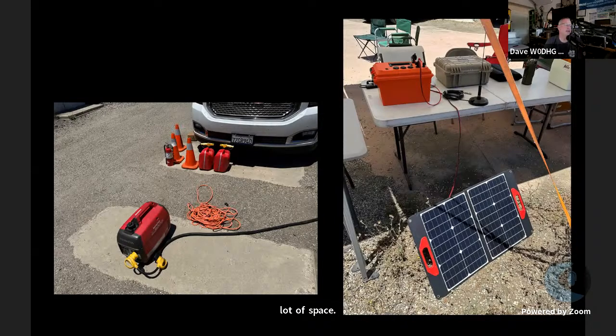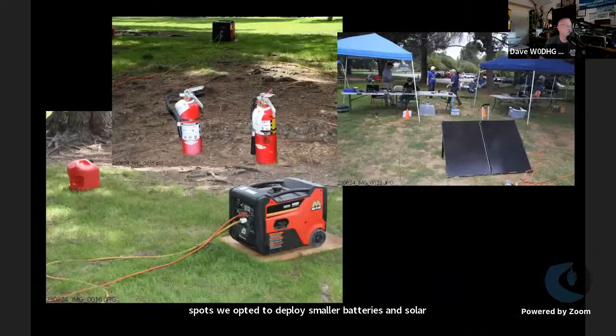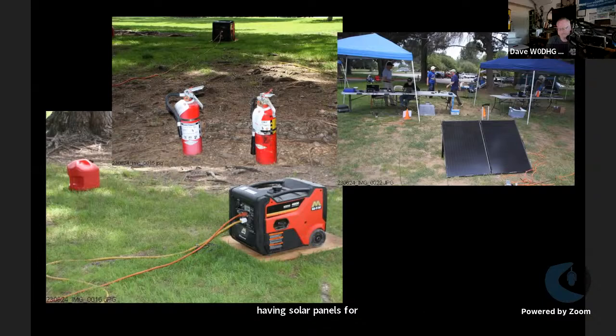some of the things you have, like your generators, you can't have long enough extension cords to cover that whole area with one generator. So we had to deploy a couple of them. In some spots, we opted to deploy smaller batteries and solar panels. And you use what you got. This is another one of the locations out there. And again, they had generators set up, making sure that they had their fire extinguishers close at hand in case there was any problem that they ran into, as well as having solar panels for some of their gear and equipment.